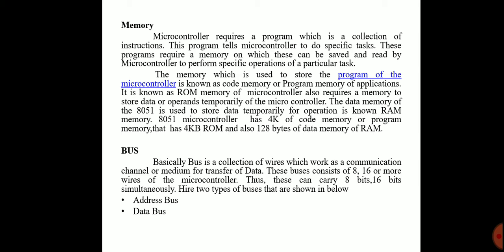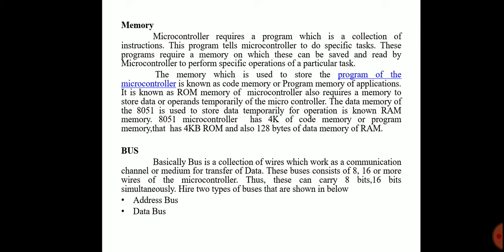A memory is also required to store data or operands temporarily. The data memory of the 8051, used to store data temporarily during operation, is known as RAM. So the 8051 microcontroller has 4 kilobytes of code memory or program memory, that is 4 kilobytes of ROM, and also 128 bytes of data memory, that is RAM.